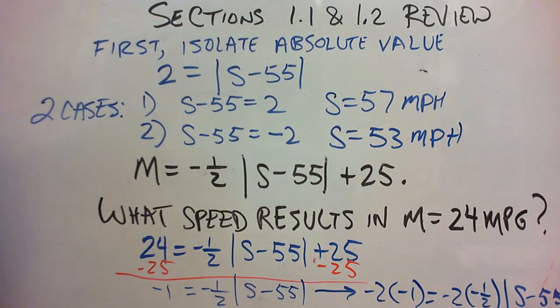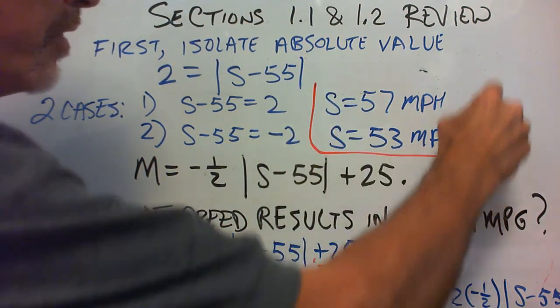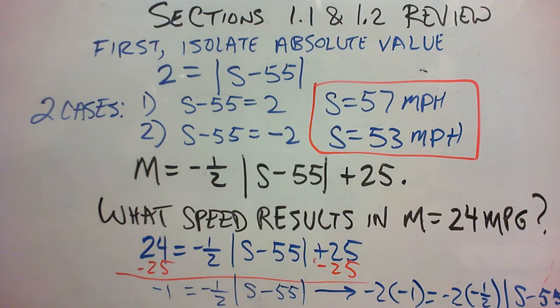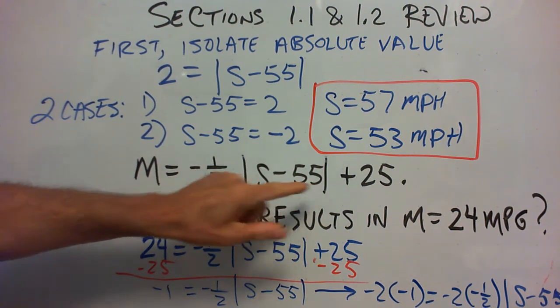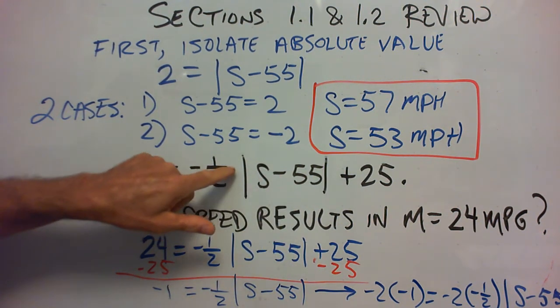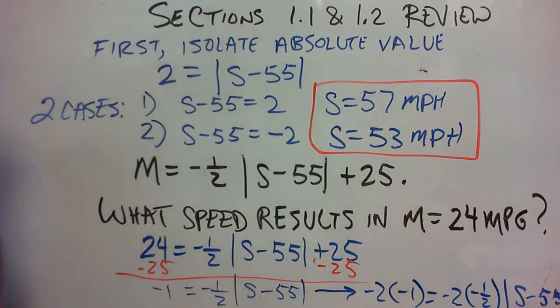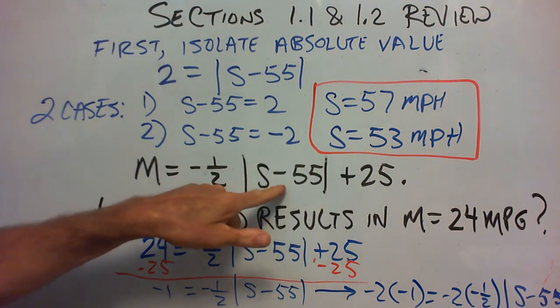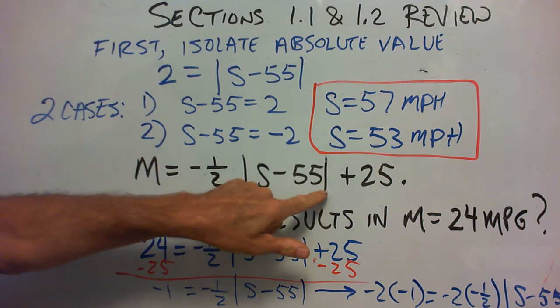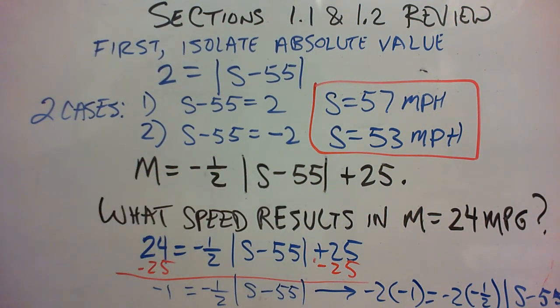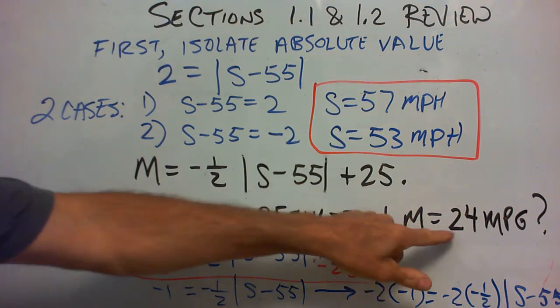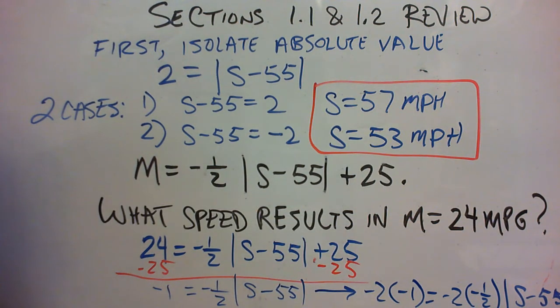So those are our two speeds that give us the 24 miles per gallon, and you can plug them in. 57 results in 2. -1/2 times 2 is -1 plus 25 is 24. 53 gives you -2, but the absolute value turns into +2 times -1/2 added to 25 makes 24.